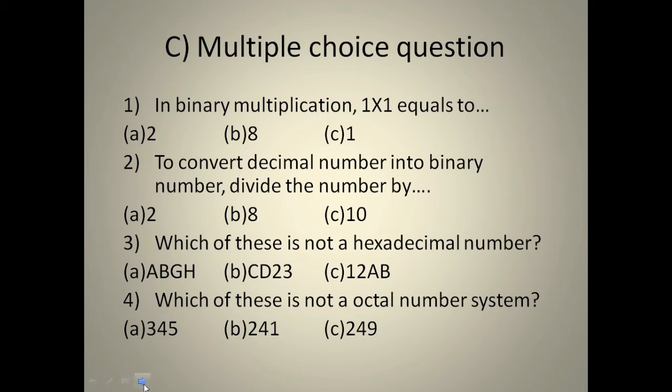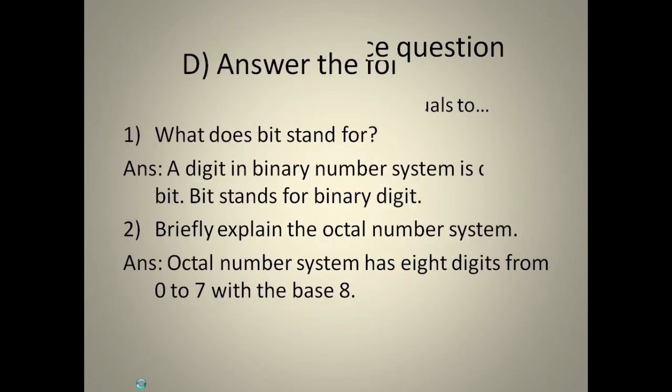Number 4, which of these is not an octal number system? So again you have 3 options. Octal means 0 to 7, only 8 digits are there. So which one falls in that category? 345, 241, 249. Which of these is not an octal number system? Which is not, that you have to pick. So this was your multiple choice question. Let us move to the next one.